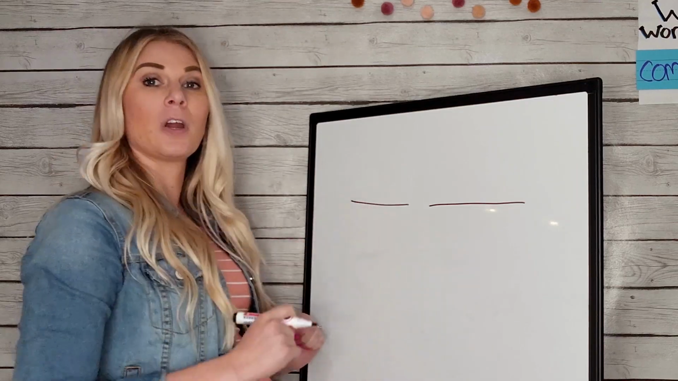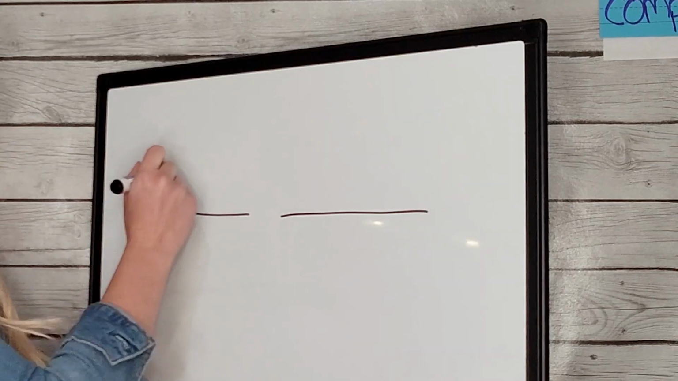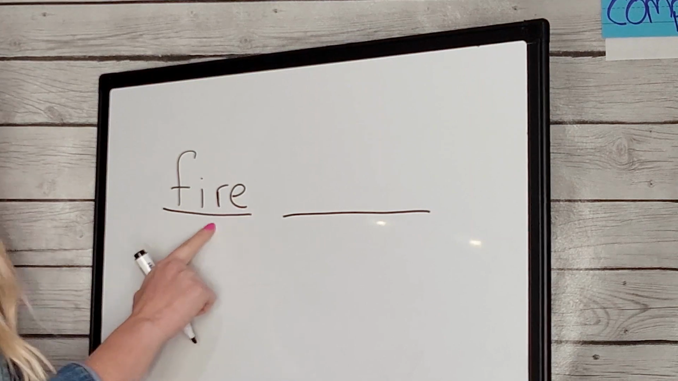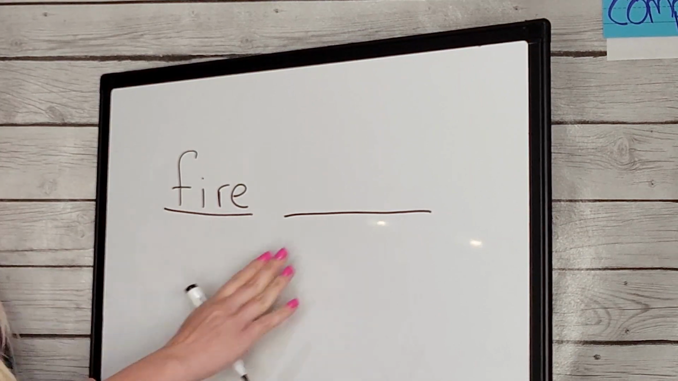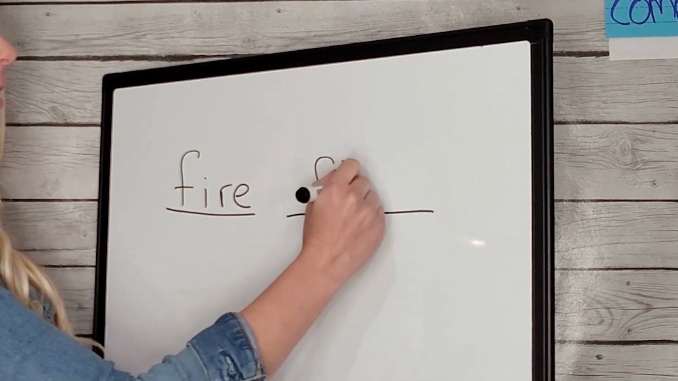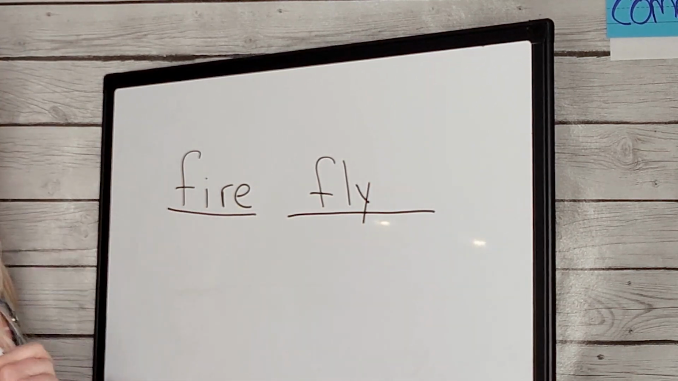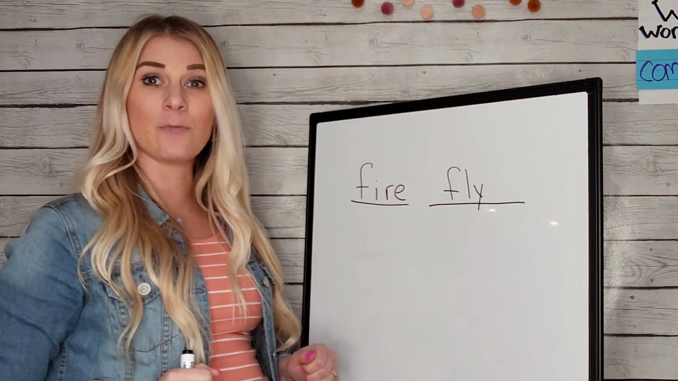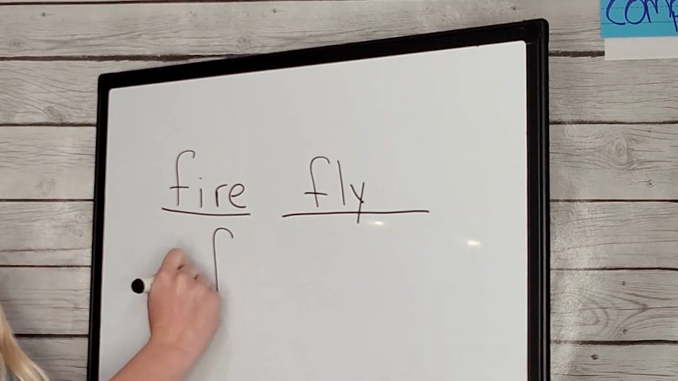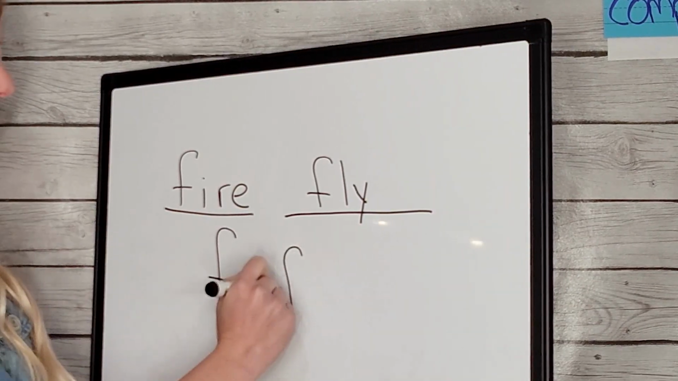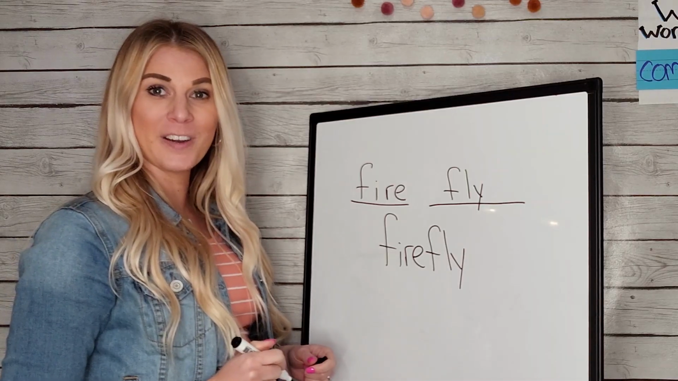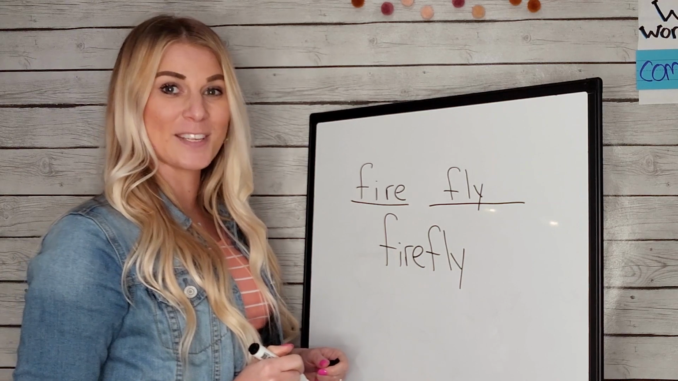Now, in my first word, I hear the sounds fire. Hey, I know how to spell that word. In my second word, I hear the sounds fly. I know how to spell that word too. Now it's time for us to put both of our words together to make our compound word. Fire, fly. Firefly. Have you seen a firefly before? They're fun to spot in the summertime, aren't they?